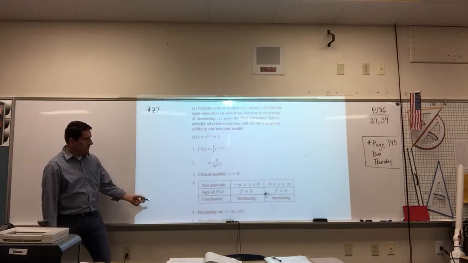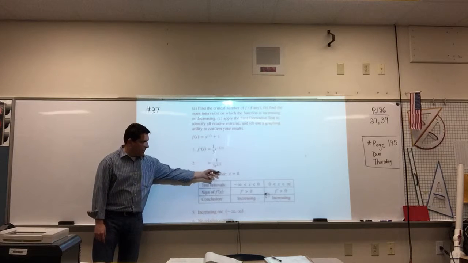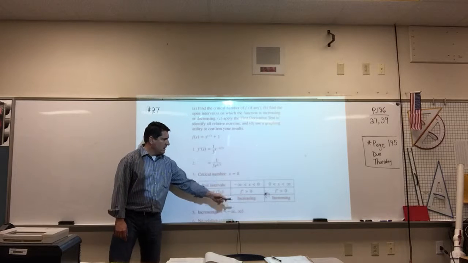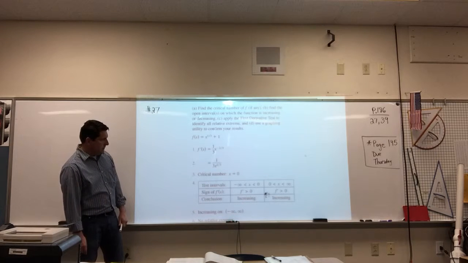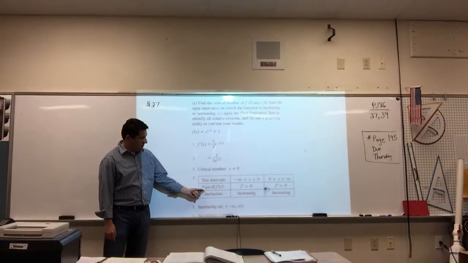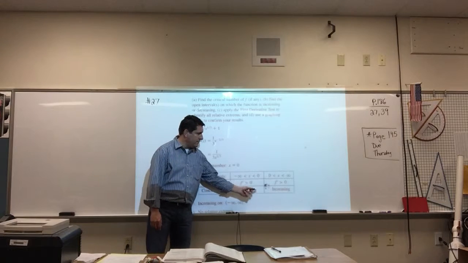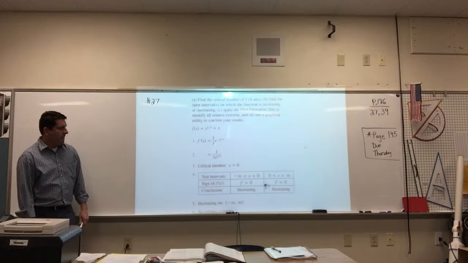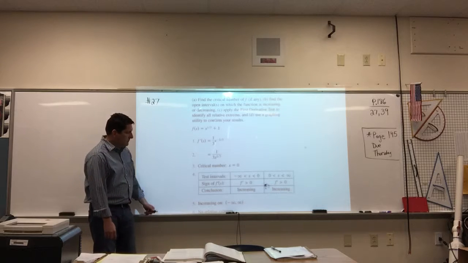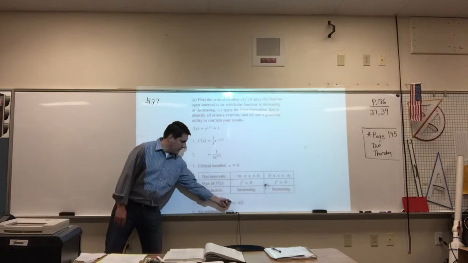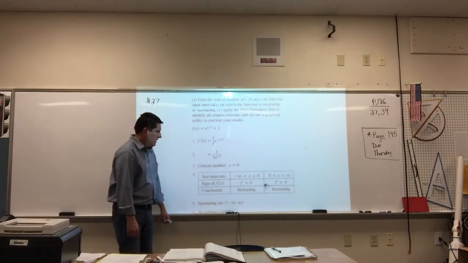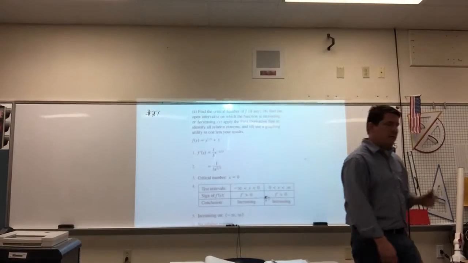So then you make the chart, where you have 0 as the middle. Now their chart looks like this. Okay, we do our chart slightly different. And so it's positive to the left and it's positive to the right. Okay, so that's kind of weird. So it's increasing from negative infinity to positive infinity, and there are no relative extrema.